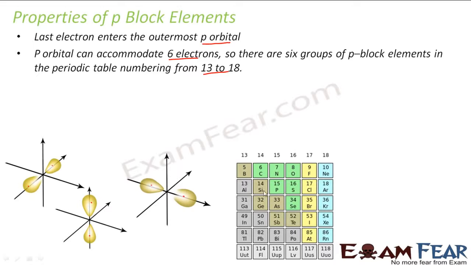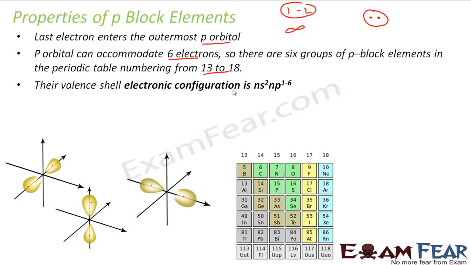For example, for s block we had 2 groups, group 1, group 2. Why? Because the s orbital looks something like this, and it can accommodate at the max 2 electrons. So it had 2 groups. When we talk about p blocks, the p orbitals are like this. We have 3 p orbitals, px, py, pz, and these 3 p orbitals can accommodate at the max 6 electrons. So we have 6 groups.